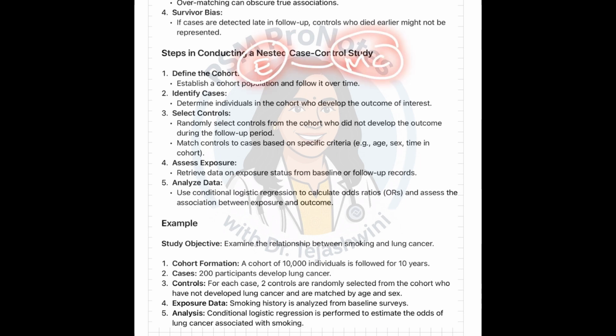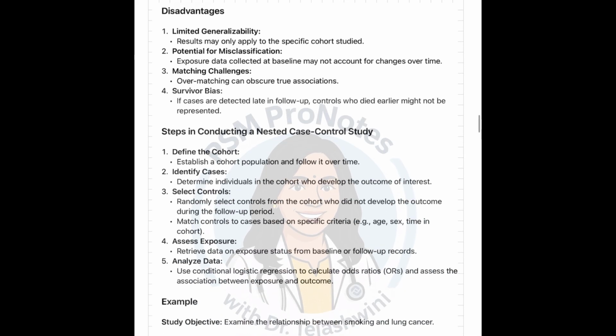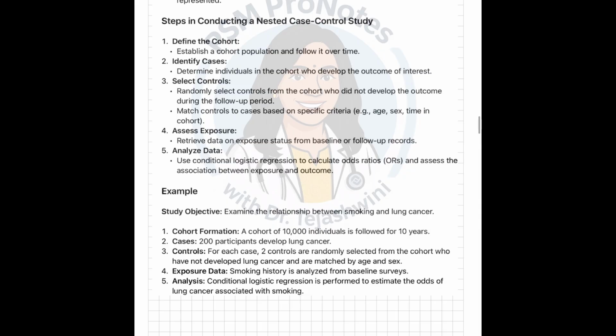Matching challenges. Matching cases and controls is not always straightforward. Overmatching can occur, where cases and controls are too similar, obscuring true associations. Researchers must ensure that the matching process doesn't interfere with the identification of meaningful differences between groups. Survivor bias. Another limitation is survivor bias. If cases are detected late in the follow-up period, controls who died earlier might not be represented, potentially leading to biased results. This can distort the comparison between cases and controls.